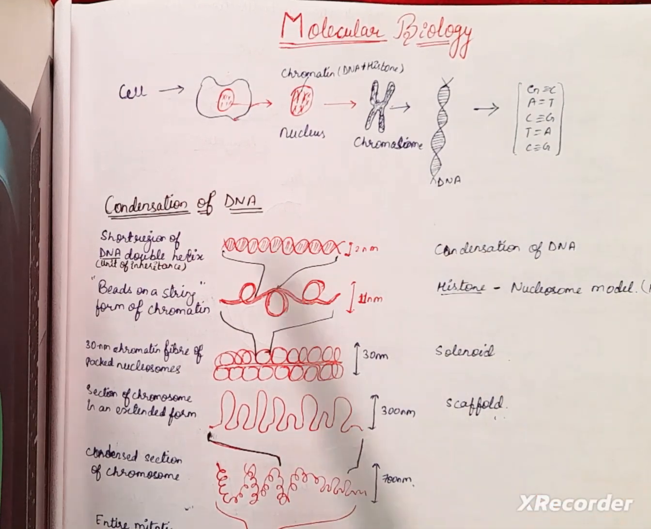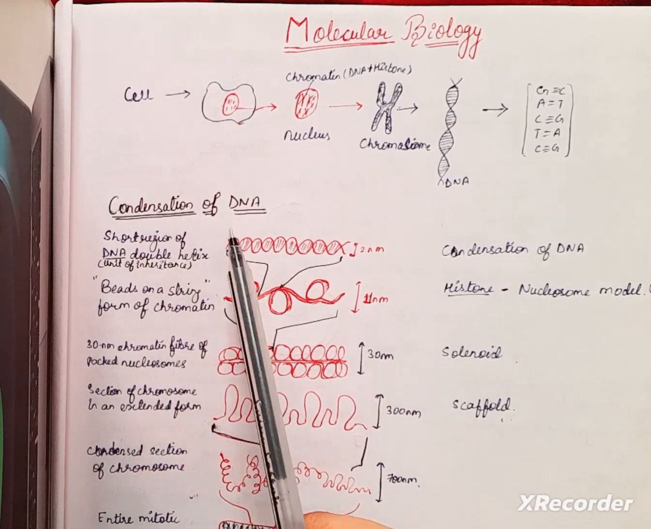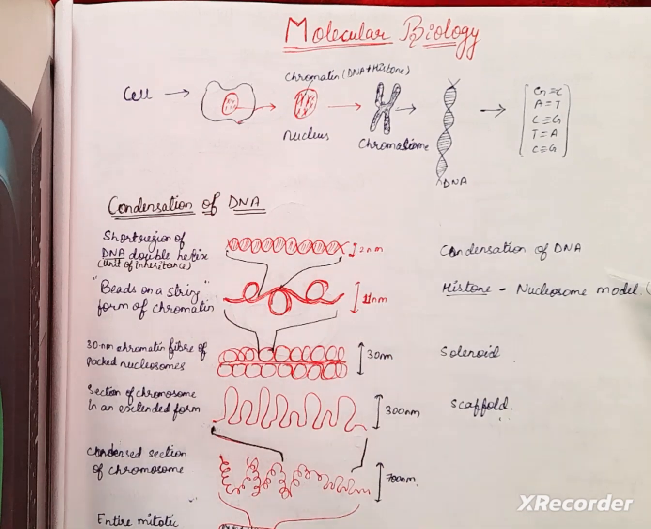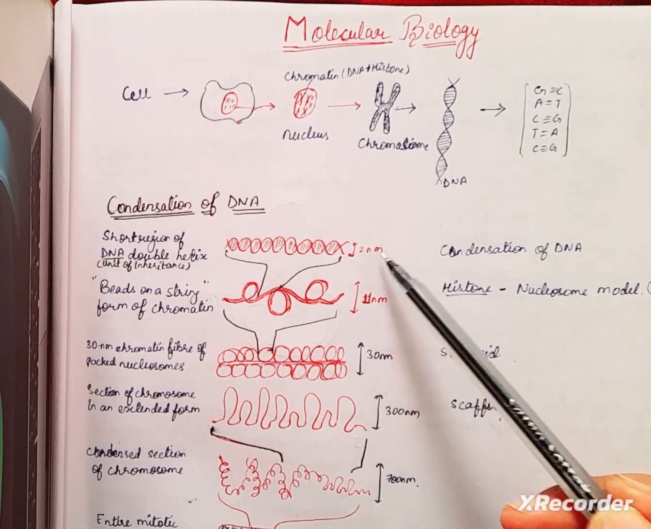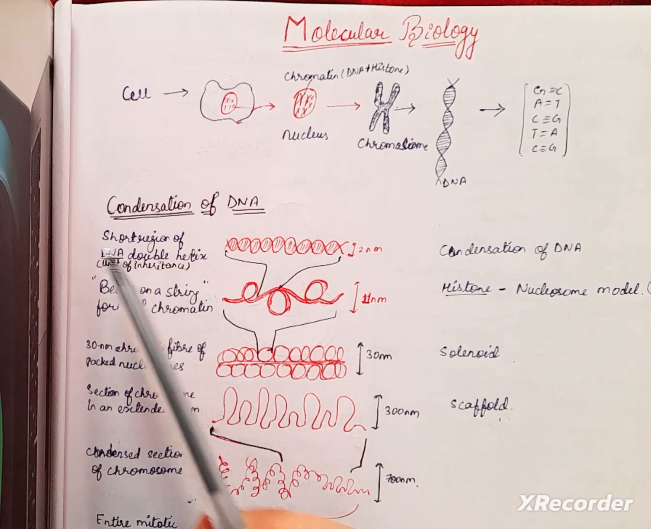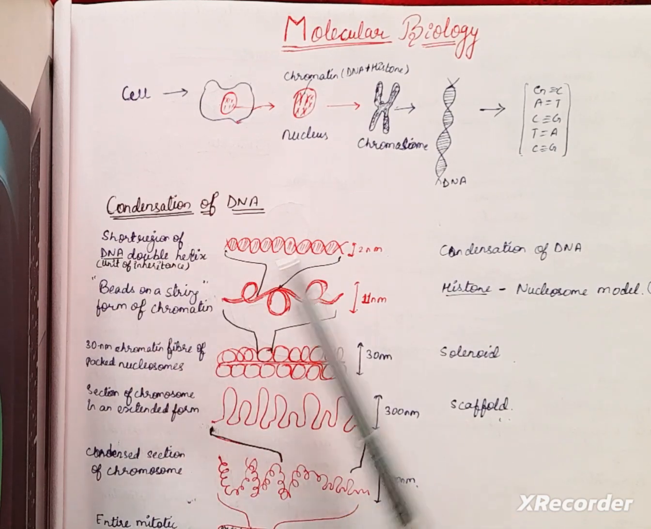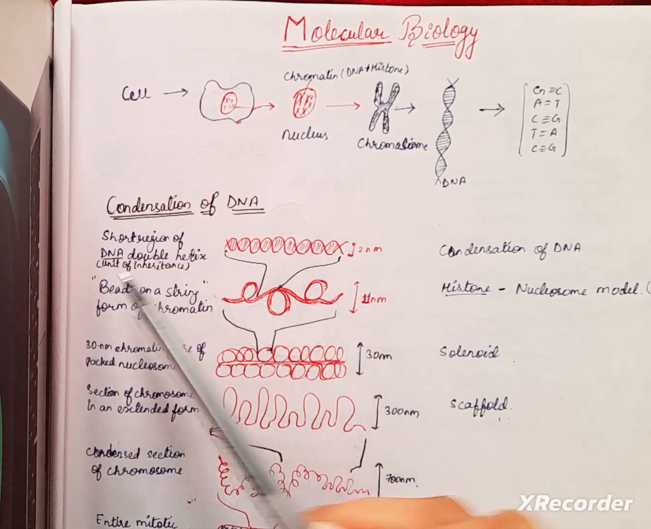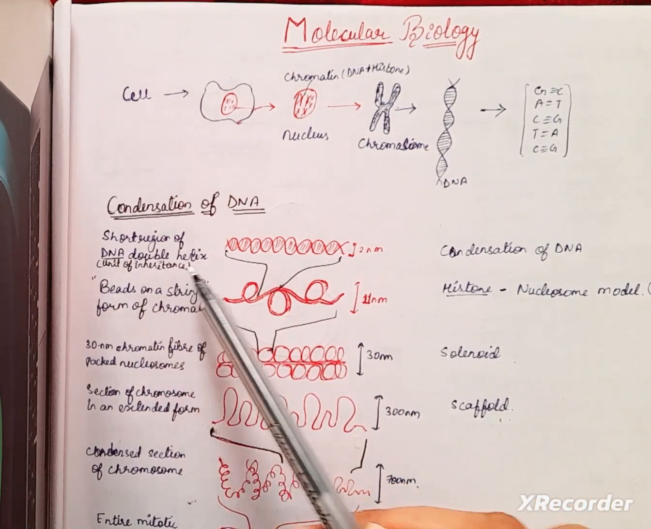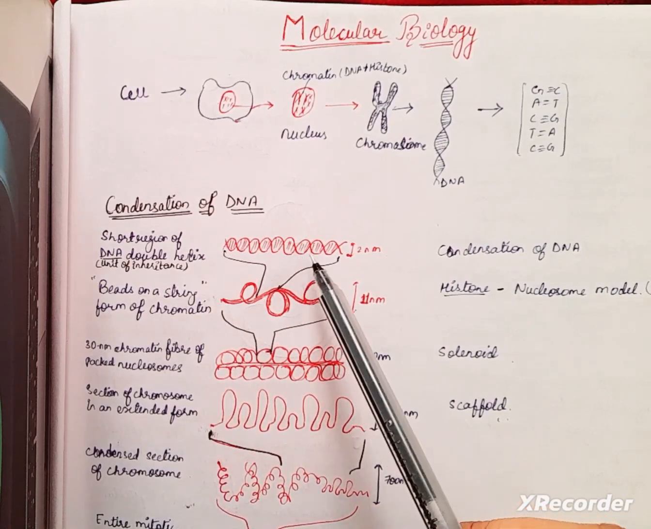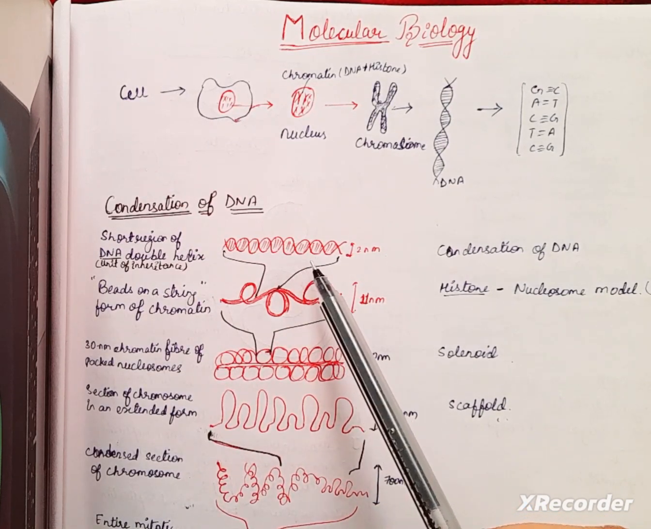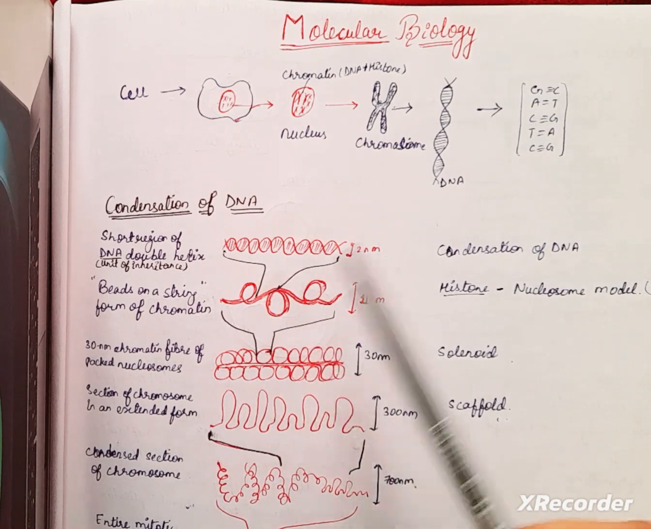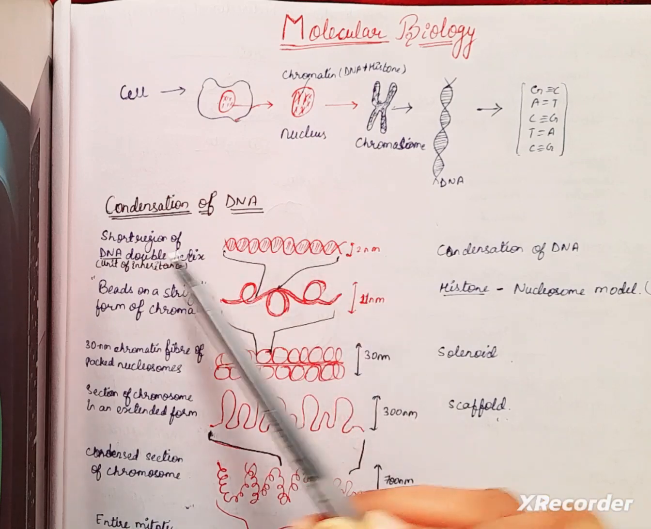Now let's talk about the condensation of DNA. This is DNA, whose width is 2 nanometer. It's a short region of DNA, and we can see the double helical form. DNA is also known as the unit of inheritance, and it is responsible for the inheritance of characteristics from parents to offspring. It carries the characteristics, which is why it is called the unit of inheritance.